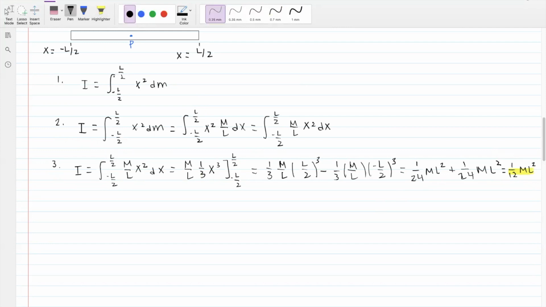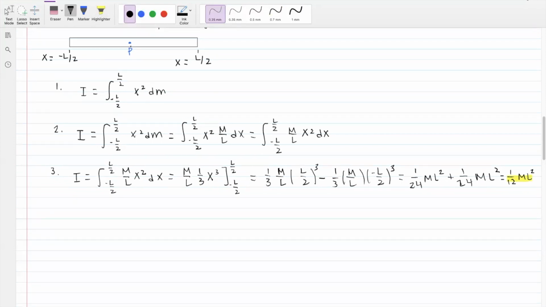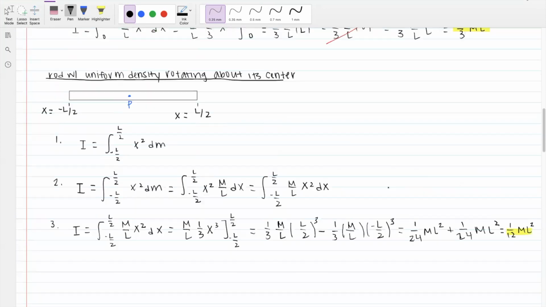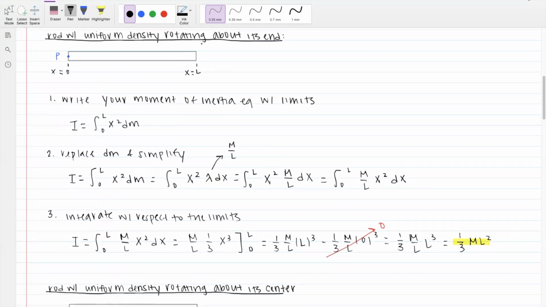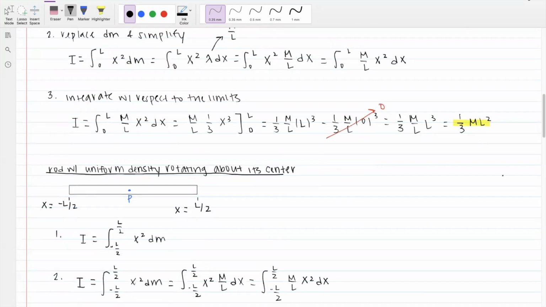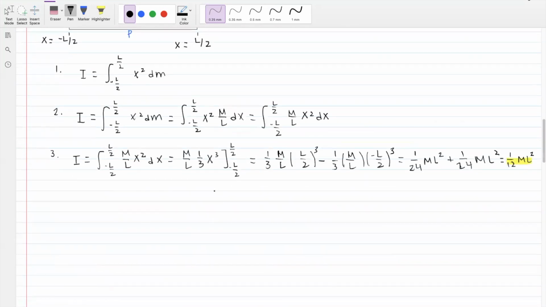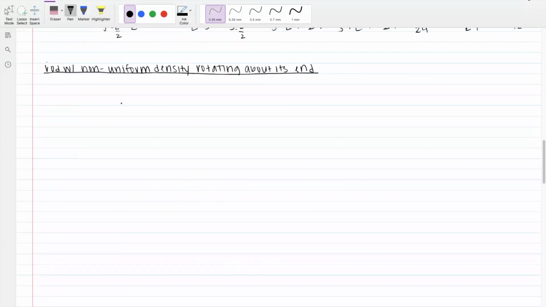So you see how your pivot point determines your limits and therefore can change your moment of inertia equation. So even though these are the same rods with the same uniform density, where you define the pivot is very important in determining the moment of inertia. Now, it doesn't have to be a rod, it could be any sort of object. However, usually they won't ask you on the AP exam to do a derivation that isn't in the 2D plane.